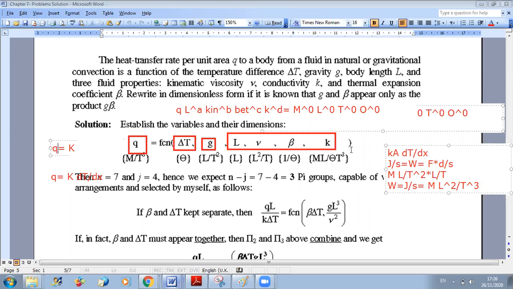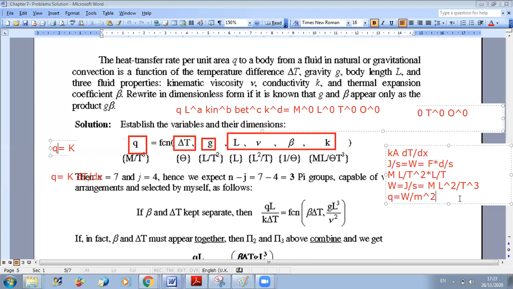So here what we have is m L square over T cube. But what we have here is flux per unit area, the heat transfer flux or rate per unit area. So Q for this problem is in watt per meter square. Because it's in watt per meter square, you should divide the dimension you obtained by L square.